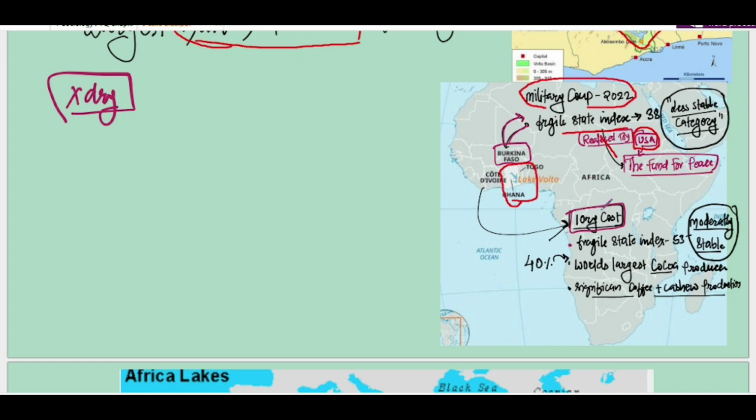And below that, just west of Ghana, we have Ivory Coast. We know the Ivory Coast is famous as the largest producer of cocoa seeds. Cocoa is used for coffee production, right? And this Ivory Coast has a fragile state index of 35, which means it is moderately stable. So this is Ivory Coast.